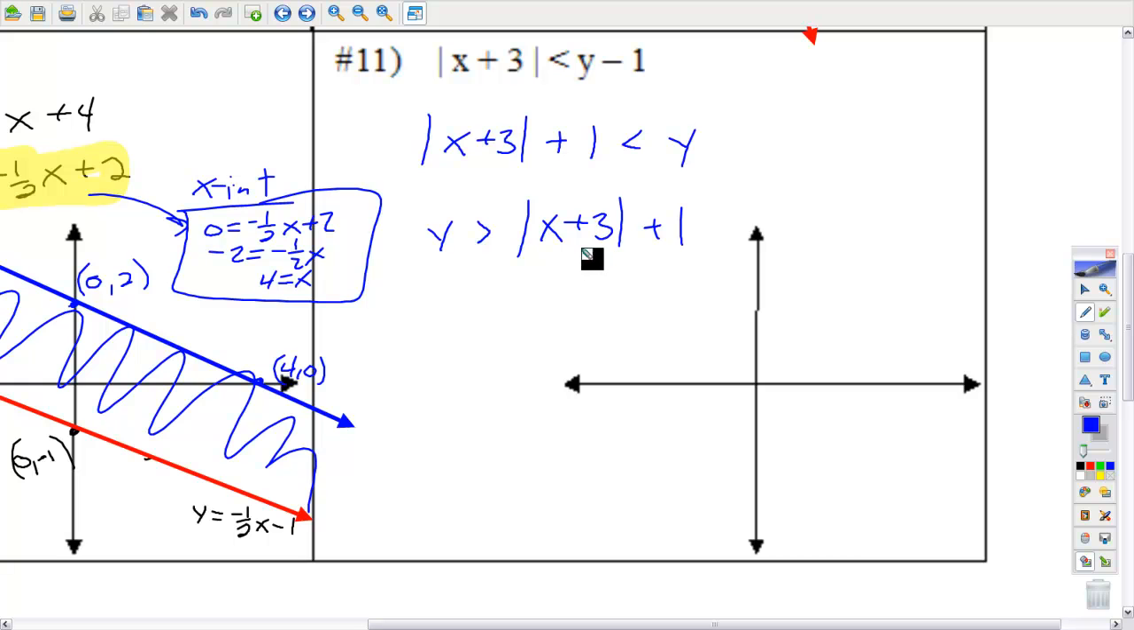This has a vertex of -3, +1. It goes to the left 3 and up 1. And it is the standard absolute value function. It says y is greater than, so it is shaded above it.